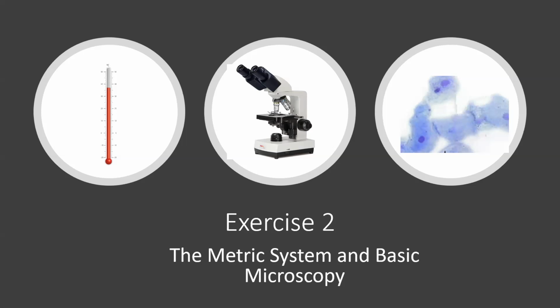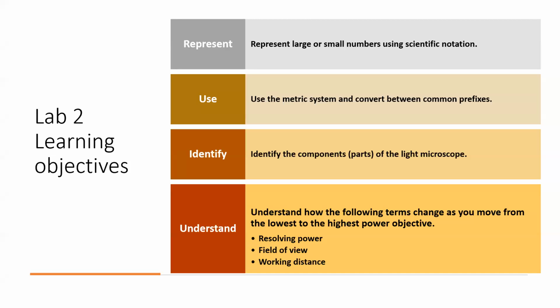Okay, so today we're going to start with exercise 2, the metric system and basic microscopy. These are just our learning objectives. First we're going to learn how to use scientific notation to represent large or small numbers. Then we're going to learn to use the metric system and convert between common prefixes. We're also going to identify the components of the light microscope and understand how the following terms change as you move from the lowest to the highest power objective. So you're going to learn about resolving power, field of view, and working distance.